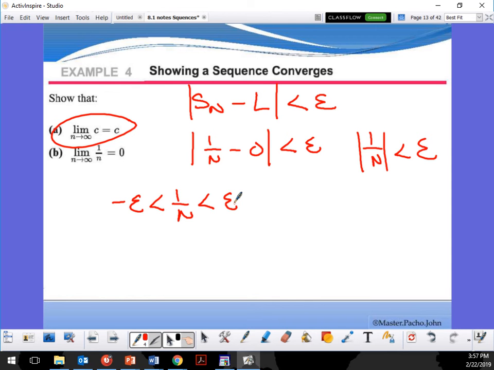Okay, so now I'm going to try and do algebra on this. I don't like my n right there. So I'm going to multiply all sides by n. Let's do that. Multiply all sides by n. So now I'm going to have negative n epsilon less than 1 less than n epsilon.